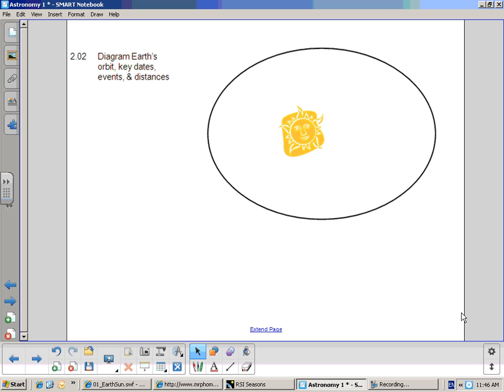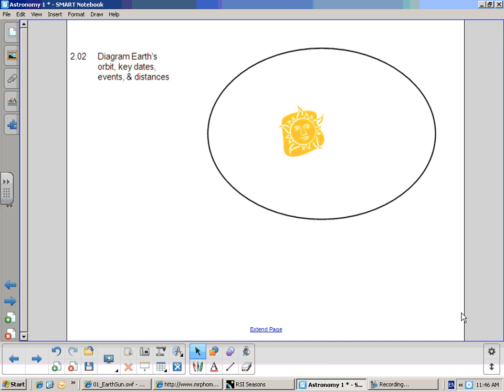Now let's take a look at 202 in your notes, where we're going to be diagramming Earth's orbit, outlining the key dates and events, and also talk about the distances during one orbit or one revolution around the sun. And we're going to start with summertime. Summertime coming up, we're talking about June, and we're going to come back to the notes in a second.